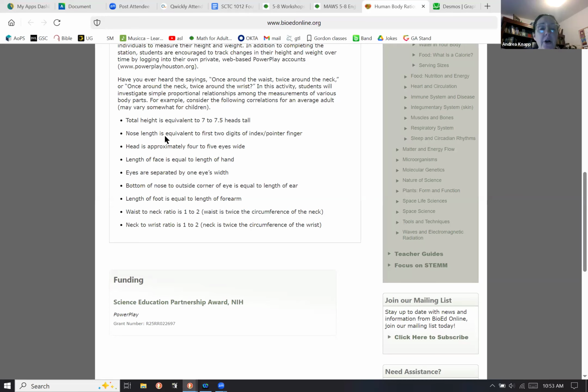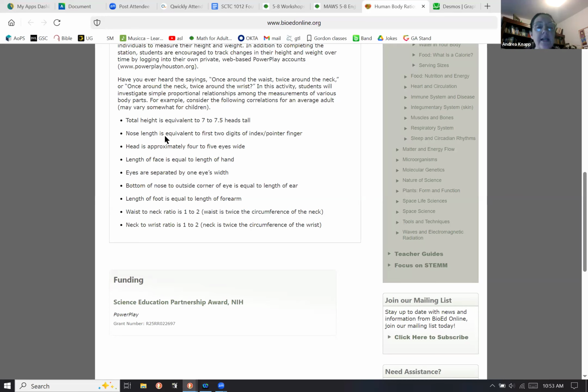The bottom of the nose to the outer corner of the eye is equal to the length of your ear, roughly. The length of a foot is equal to the length of a forearm. So you could hold your forearm up against your foot.